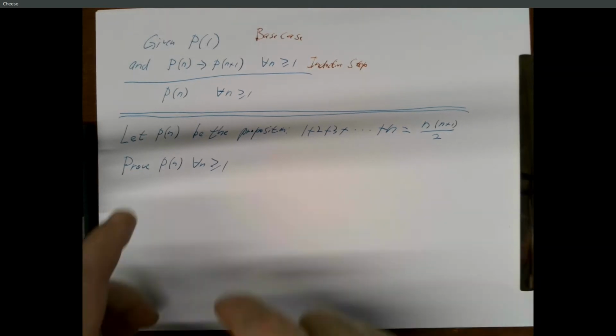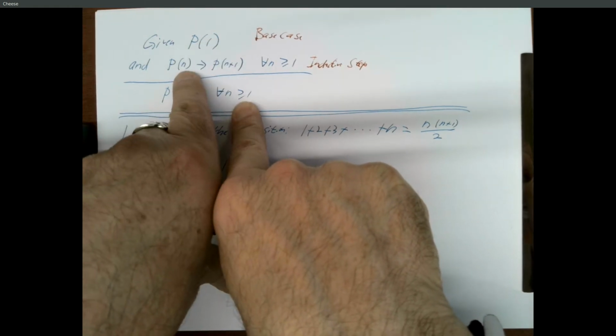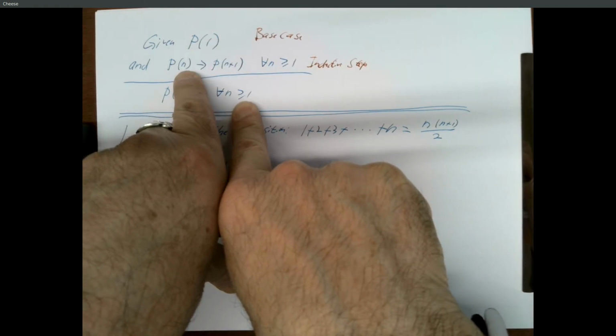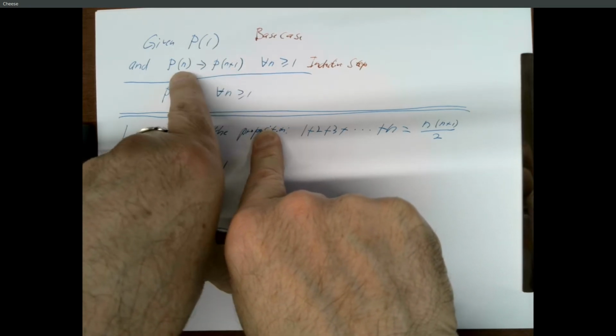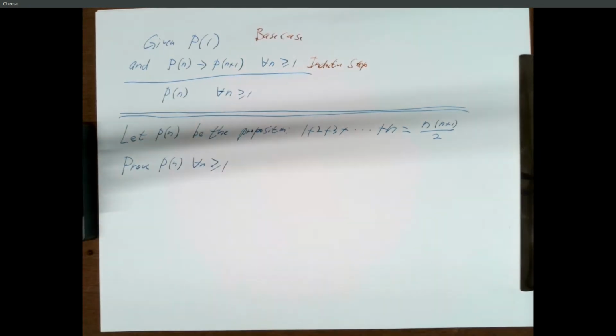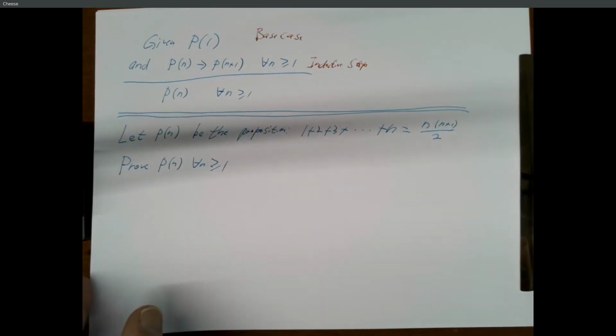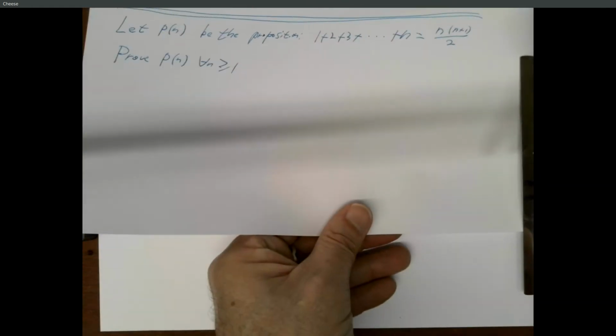Okay, how do we prove a proposition is true for all n bigger than or equal to 1? Prove it's true for 1, and prove if it's true for some n bigger than or equal to 1, it's true for n plus 1. Prove that we can make this step from n to n plus 1. Prove proposition of n plus 1.